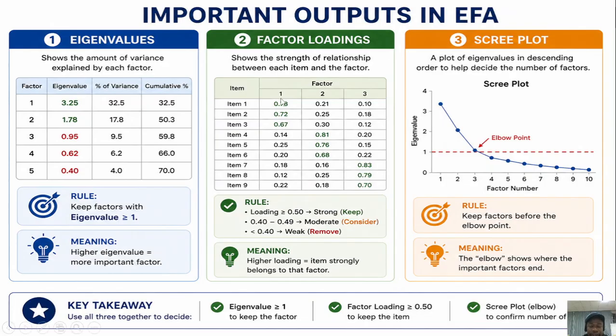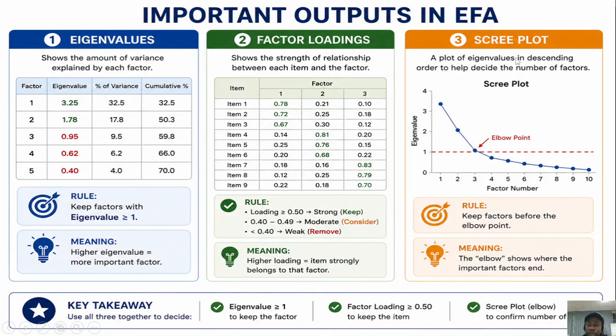So when we come here, under factor 1, we have 0.78, 0.72, 0.67. The rest, they are small. So item 1, item 2, item 3, they belong to factor 1. Then when you come to factor 2 here, item 4, item 5, item 6, they load more in factor 2. So that means they belong to factor 2. And then when we come to factor 3, item 7, item 8, item 9, they load well here. So that means they belong to this particular factor. So basically that is what the factor loading is about.